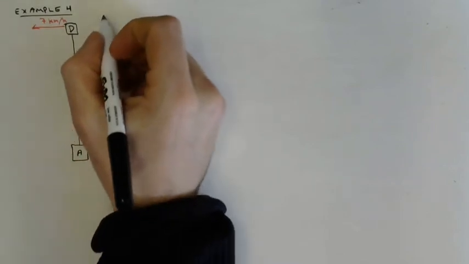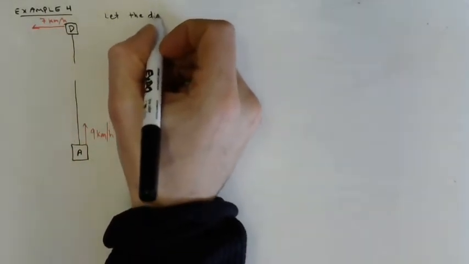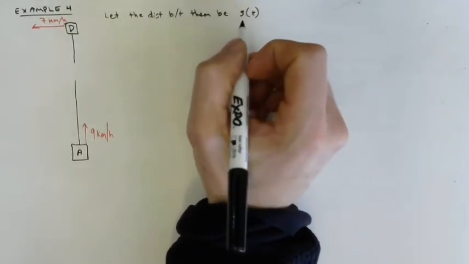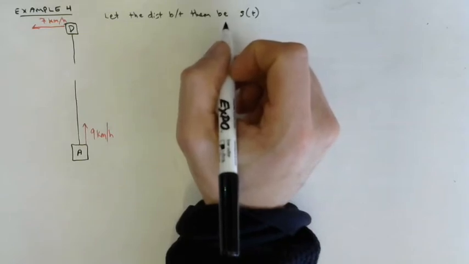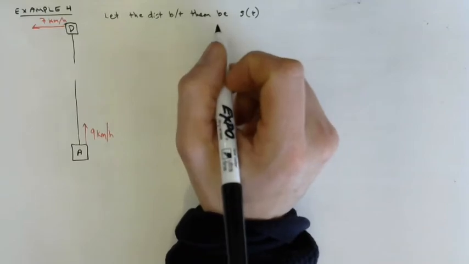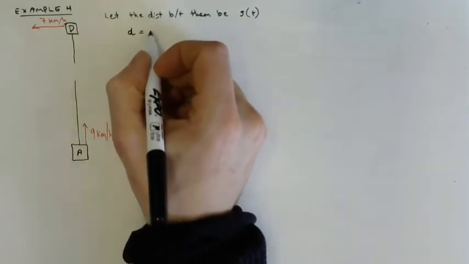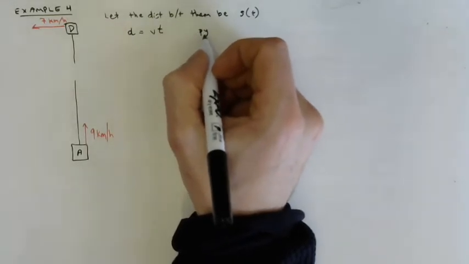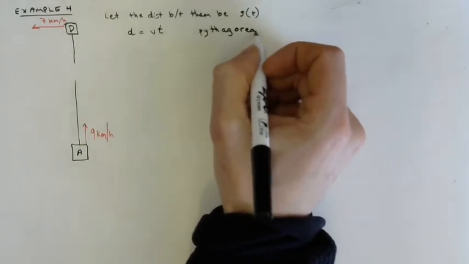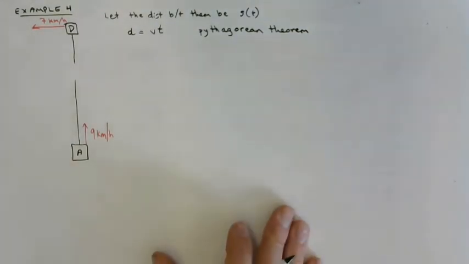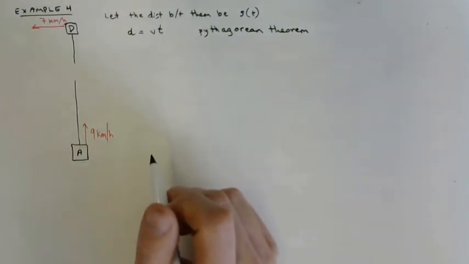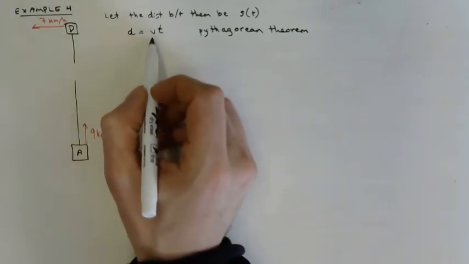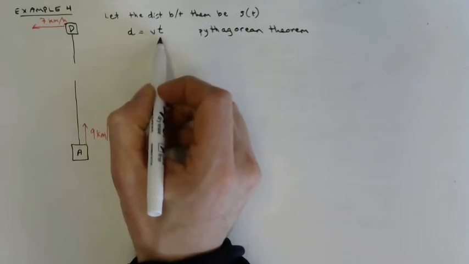But okay, let the distance between them be s of t. And the distance between them is obtained by using two formulas. We have distance, which equals velocity times time. And we have the Pythagorean theorem is going to help us. Okay, so Andrew runs at a speed of 9 kilometers per hour, which is velocity with respect to time. So he's running 9 kilometers per hour. That's a measurement of velocity. And he's going to do that for t hours.